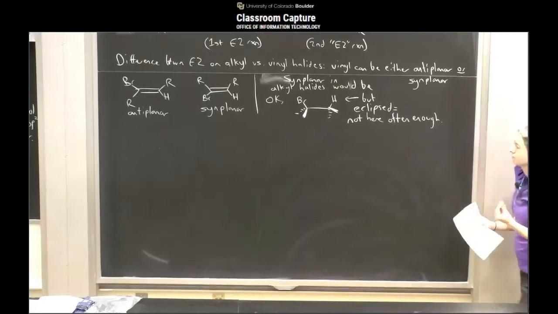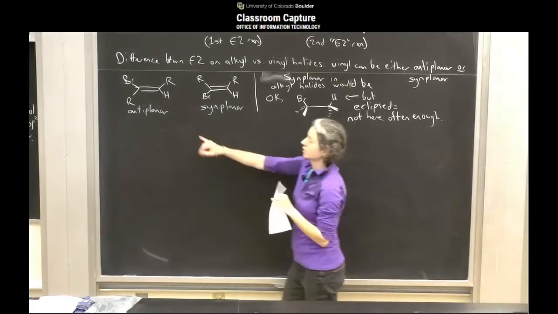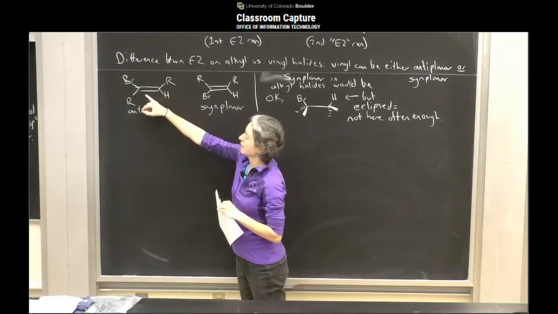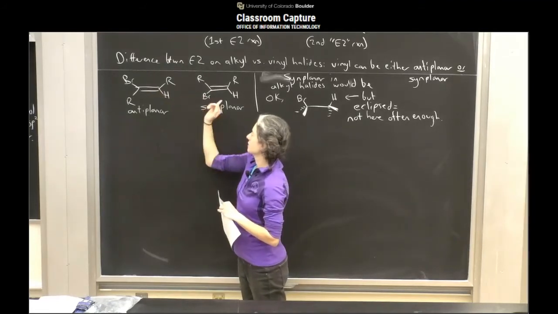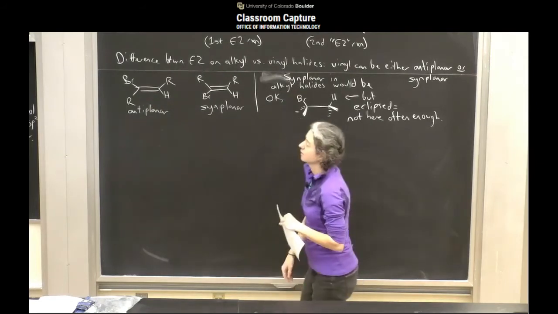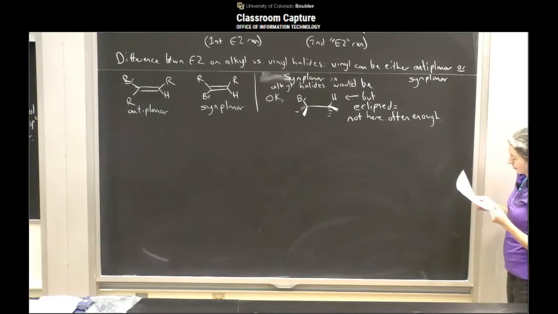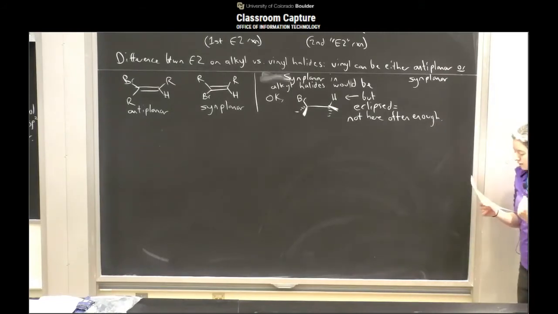Okay, so it really comes down to, once it's in a vinyl halide, then it's pretty much locked in either way, and so E2 can happen whether it's locked syn or anti, because it's all going to be in the same plane then. Okay, questions about that?